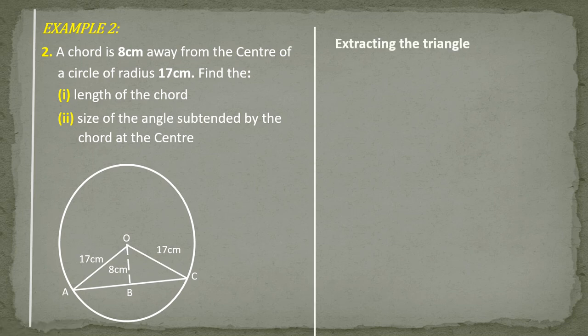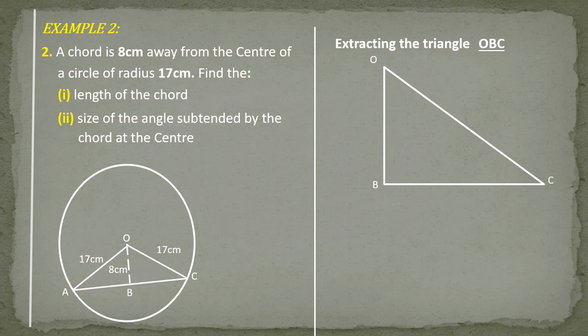We can extract our triangle OBC. So we have O there, we have B, we have C. Put in the dimensions 8, 17. So since there is a right angle at point B, then we can ably use the Pythagoras theorem. So 8 squared plus BC squared should give us 17 squared.